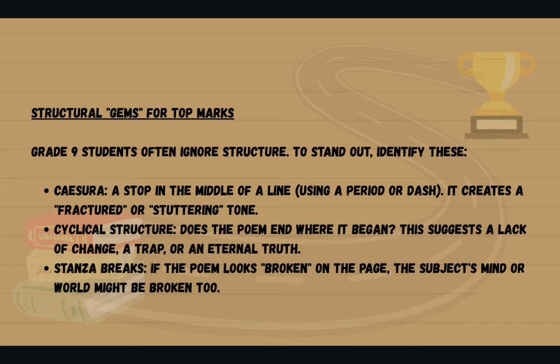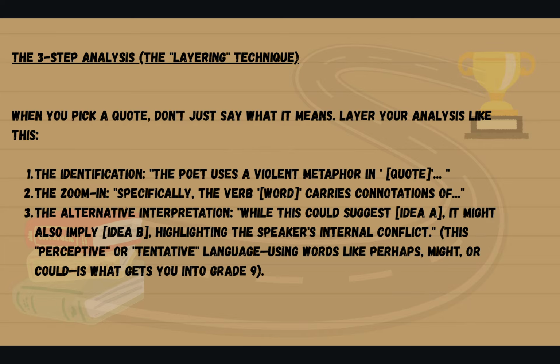So we look for caesura, which is a stop in the middle of a line using a period or a dash. It creates a fractured or stuttering tone. Then look at cyclical structures. Does the poem end where it began? This suggests a lack of change, a trap, or an eternal truth. Then we look for stanza breaks. If the poem looks broken on the page, the subject's mind or world might be broken too.